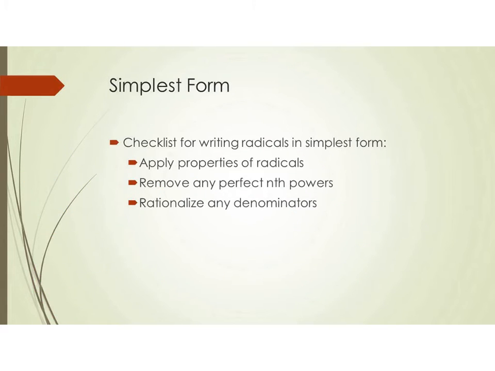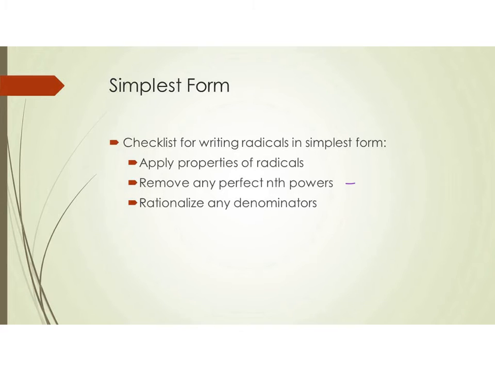So here's just a checklist to know when you have simplified something, because a lot of what we're going to do is simplify. So apply all of your properties of radicals. So the product property and the quotient property that we just talked about. Removing any perfect nth powers.